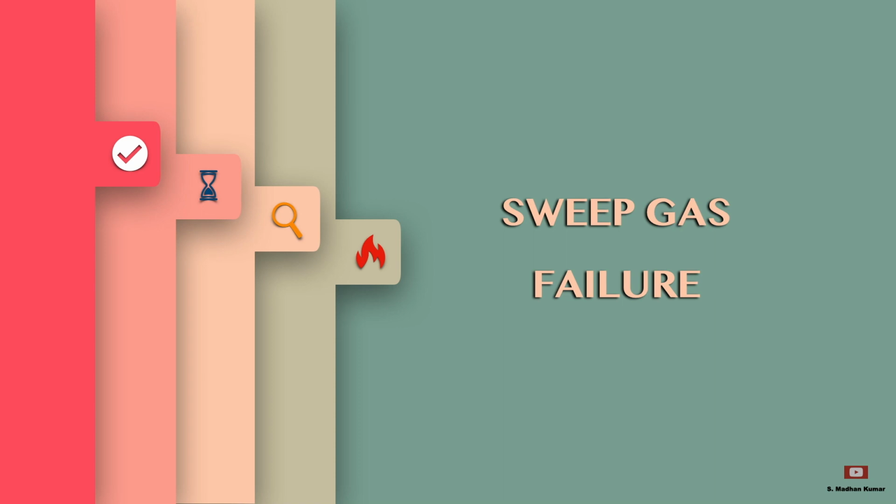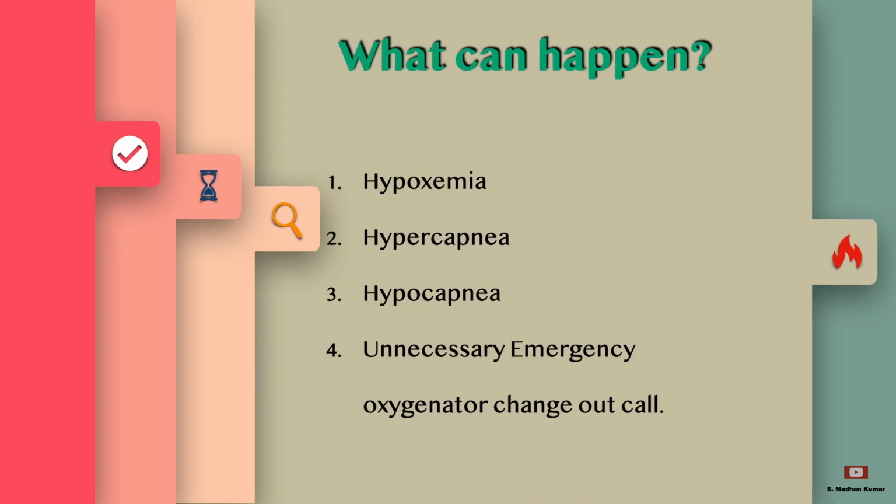Under the CPB Troubleshooting Simplified series, today we will see about sweep gas failure. When sweep gas failure happens, it can lead to hypoxemia, hypercapnia, hypocapnia, and an unnecessary emergency oxygenator changeout call.